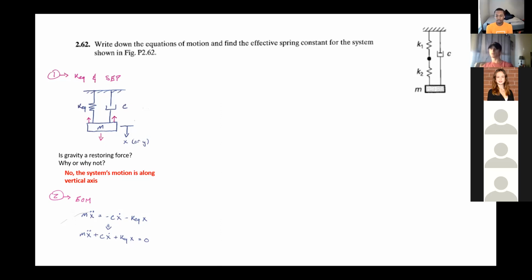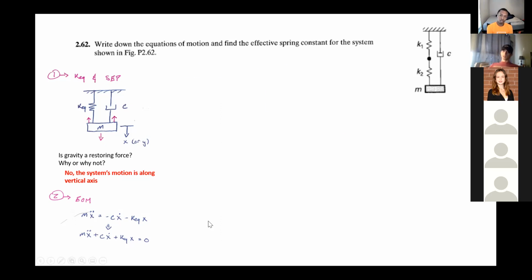But like I said, equation of motion: mass times our displacement acceleration equals negative c x dot minus k equivalent times x. And we're just going to bring those over to the other side and set it equal to 0. Now, what I don't know is my k equivalent.